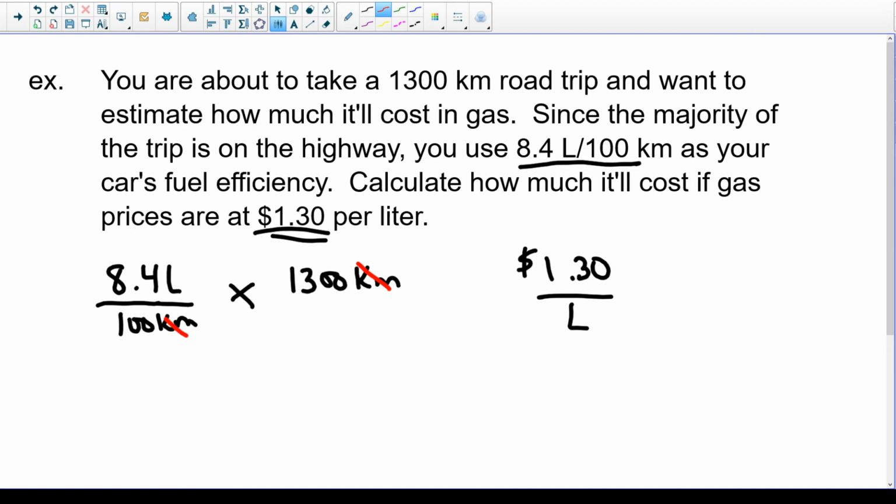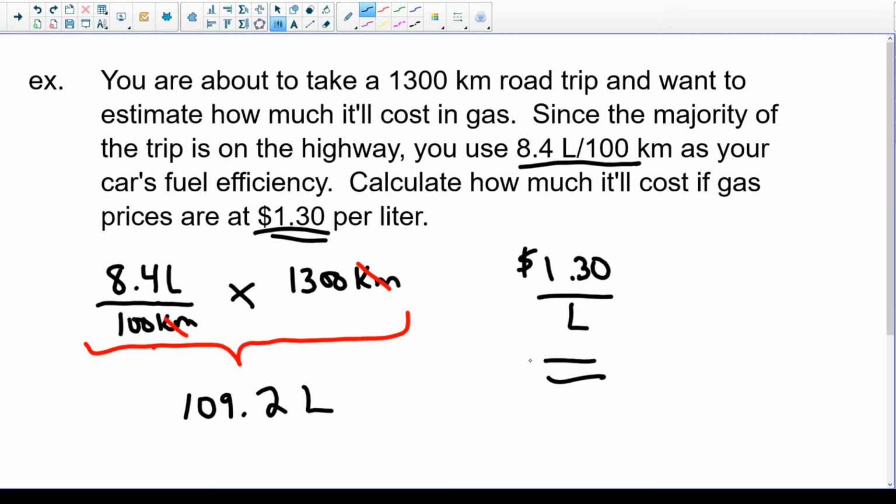So just this part here gives me 109.2 liters. Okay, so that's the first thing you would do, is multiply your liters per 100 kilometers times your kilometers. But then I'm trying to find a price. This is not a price yet. This is a liter amount. But liter amounts are needed because that's what you buy when you go to the gas station. You buy liters of gas. And we can see here that the price is $1.30 per liter for the gas in this example.